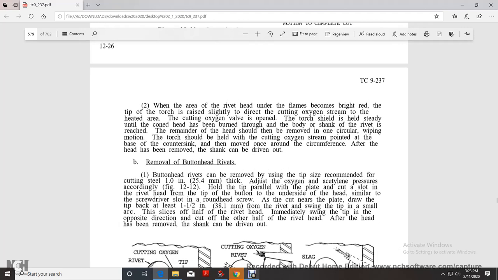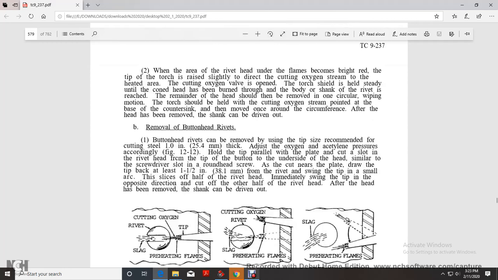When the area of the rivet under the flames becomes bright red, the tip of the torch is raised slightly to direct the cutting oxygen stream, and the cutting oxygen valve is opened. The torch is moved steadily until the coned head has been burned through and the body shank of the rivet is reached, and the remainder of the head should then be removed in one circular wiping motion. The torch should be held with the cutting oxygen stream pointed at the base of the countersink, then moved around the circumference after the head has been removed from the shank and driven out.